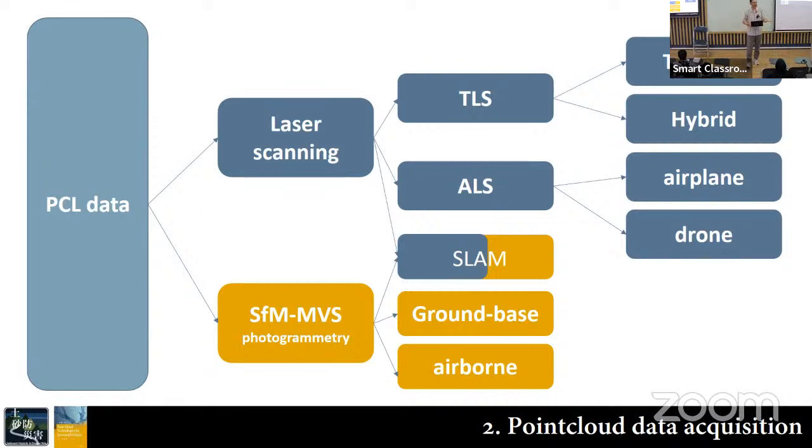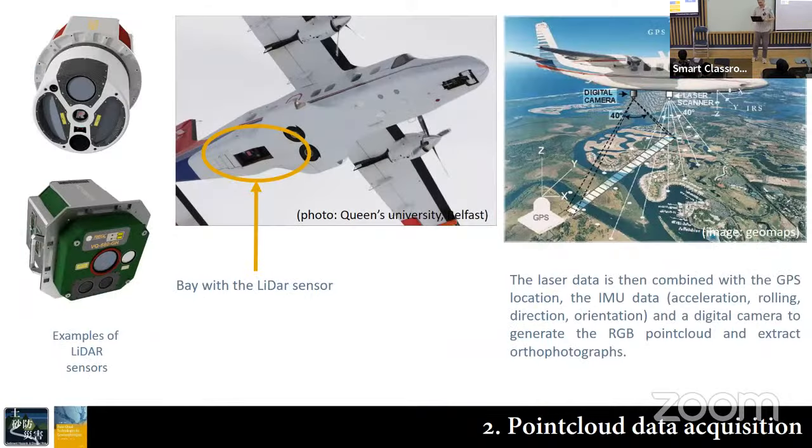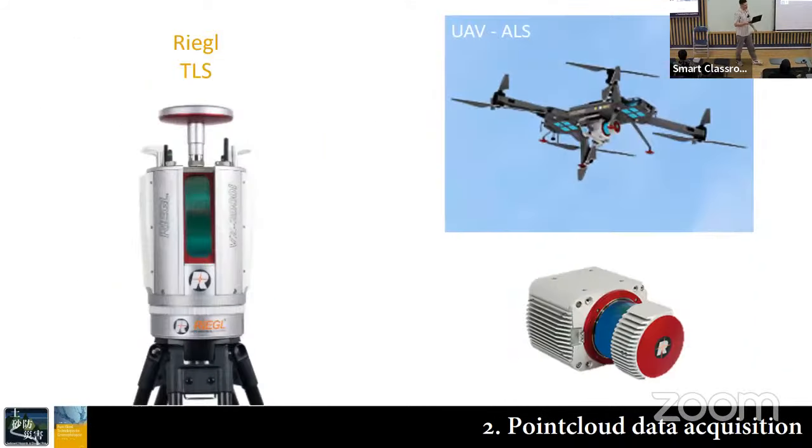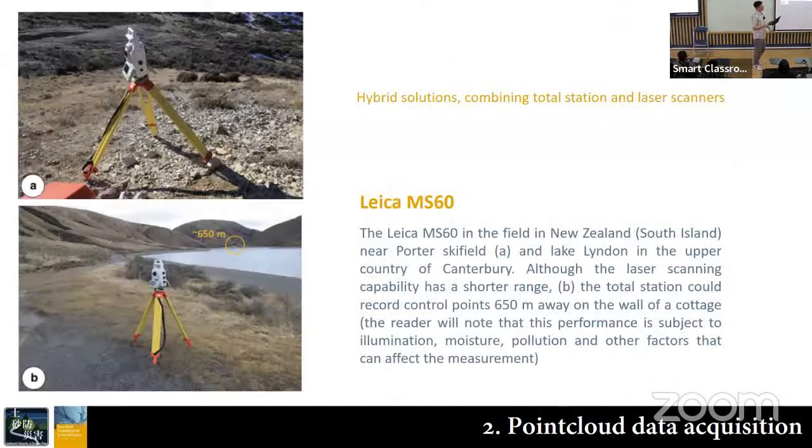Very powerful. It uses the accelerometer inside the system, plus the camera, plus the laser. It's actually quite easy. Then I explained the different sensors. I guess you know all of this: LIDAR sensors, TLS, and on UAV. Then stations that are a combination, like total stations that can do scanning. The Leica MS60 is one of them, so you can do both together.